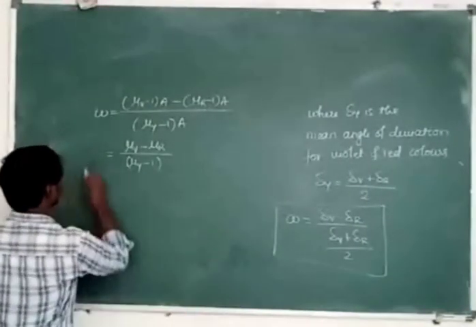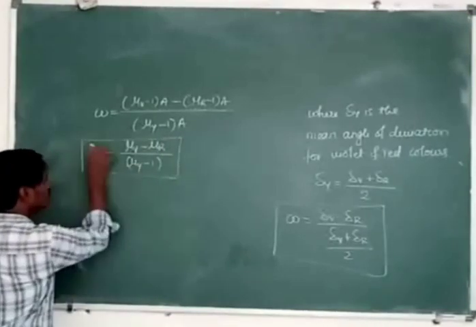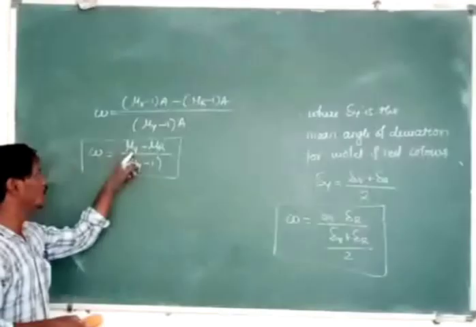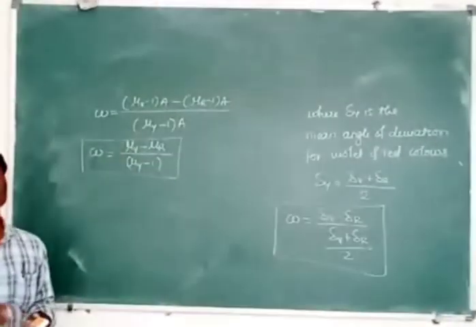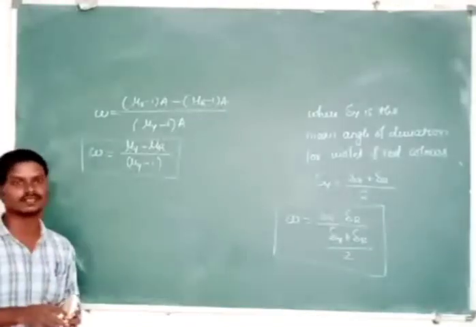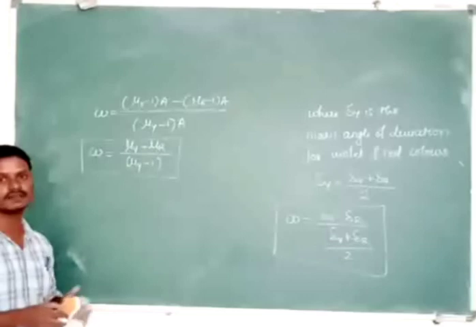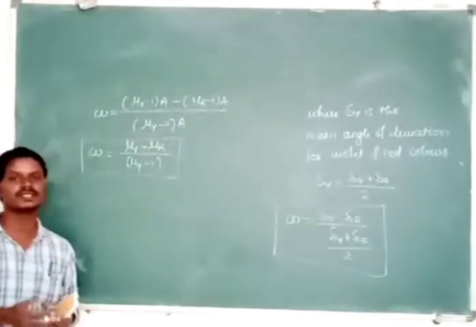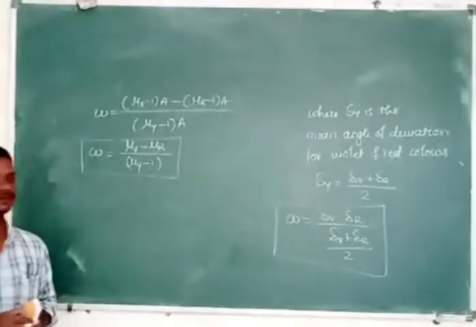So on what factors does the dispersive power depend here? The dispersive power only depends on the refractive indexes of the material of the prism for the colors violet, red and yellow, but it does not depend on the angle of the prism. Remember, this is very important. Dispersive power does not depend on the angle of the prism. That depends on the nature of the material of the prism. Nature of the material of the prism means refractive index of the material of the prism for the given colors.